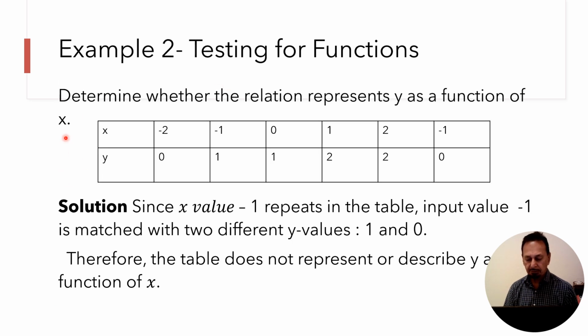Example 2. This is another table. We want to determine whether this relation represents y as a function of x. Again, we look at the input values, the x values. They have to be different. But no, we have -1 and -1. These two values are the same, but their outputs are different, which basically means for one input, -1, there are two outputs, and that is not a function. So this table does not represent a function.